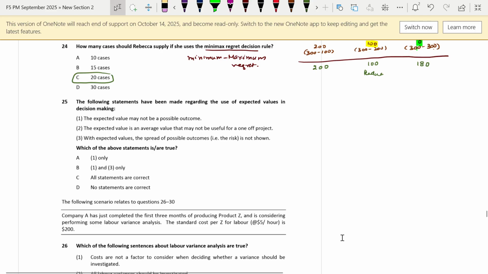Tell me. The answer is C. Yes. Are you clear about this? Yes.